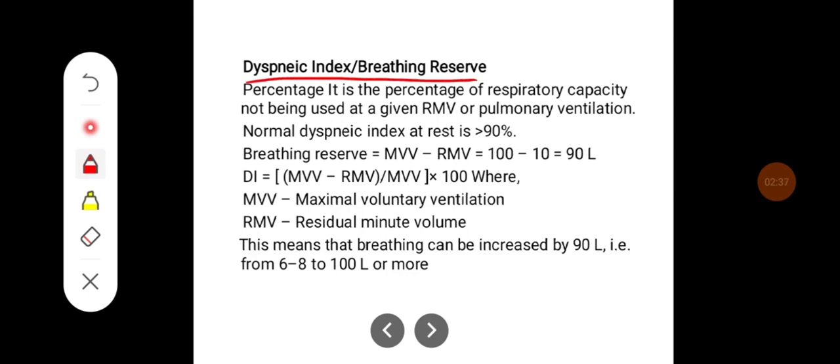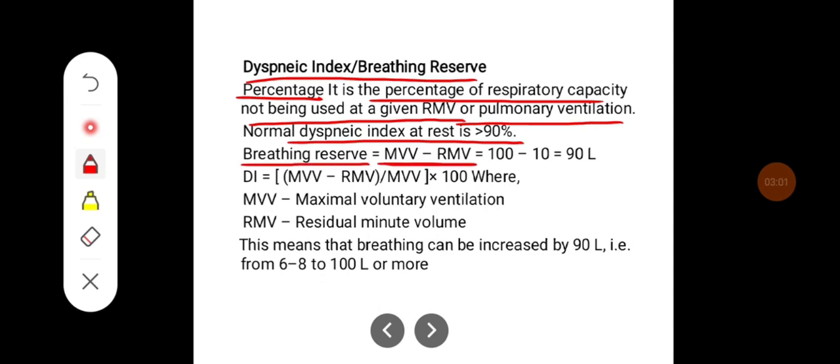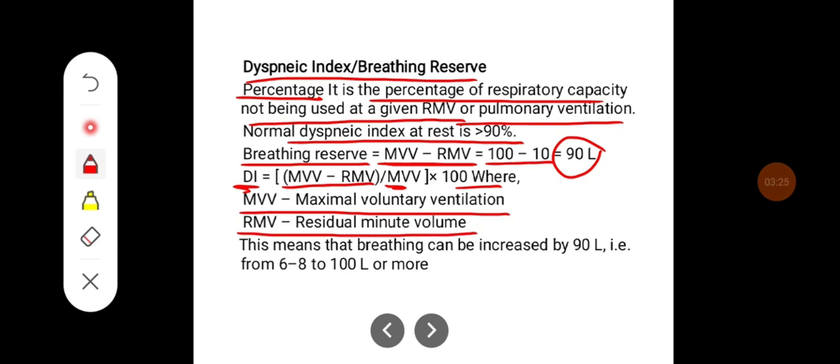Dyspneic index or breathing reserve percentage is the percentage of respiratory capacity not being used at a given resting minute ventilation or pulmonary ventilation. The normal dyspneic index at rest is around 90%, and breathing reserve is the maximum voluntary ventilation minus resting minute ventilation, that is, around 90 liters. Dyspneic index is calculated as the percentage of breathing reserve, that is, breathing reserve divided by maximum voluntary ventilation times 100, where MVV is maximum voluntary ventilation and RMV is resting minute ventilation or minute volume.